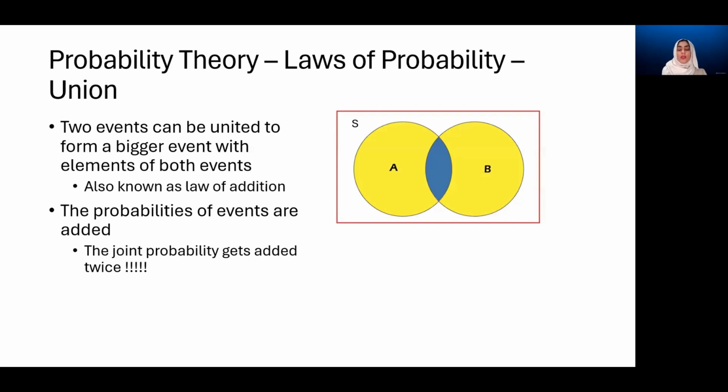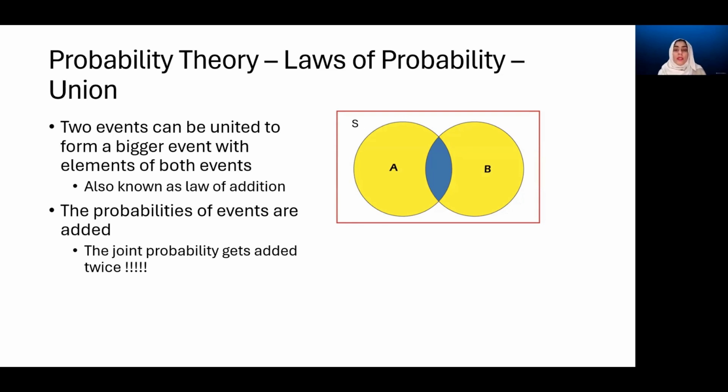This can be modeled using a Venn diagram as shown on the screen. So here we can see that there are two events A and B on the same sample space, and we can also see some area of the sample space which is shared by both A and B. So this is an overlapping area between A and B, and this is the joint probability of A and B.